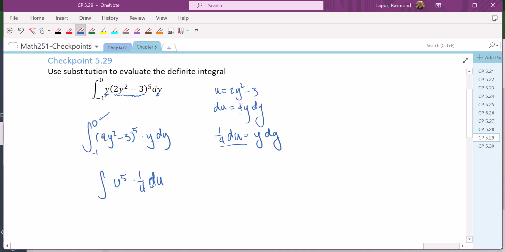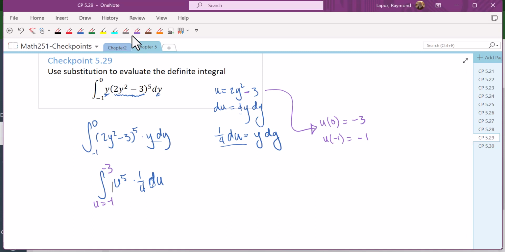I want to change these limits. These limits have to change into u limits. So I'll go back to my original u-substitution and ask myself, when y is equal to 0, what is u going to be equal to? When y is equal to 0, this would be 0 minus 3, that's -3. And when y is equal to -1, this would be 2 times -1 squared, which is 1. So that's 2 minus 3, that's -1. So our u limits now go from -1 to -3.